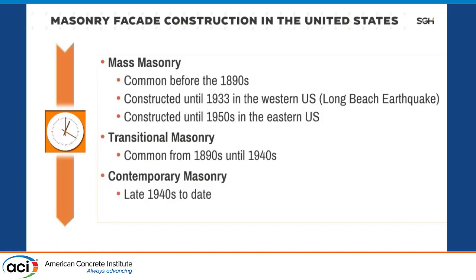Transitional masonry was common in the early 1900s until the 1940s. Transitional masonry is a hybrid type of construction, which consists of a structural frame, which could be constructed with steel or concrete, and masonry. Then we have the contemporary masonry. Contemporary masonry is more from the late 1940s, and this is where we can have the typical barrier wall or cavity walls that you see in the facades.